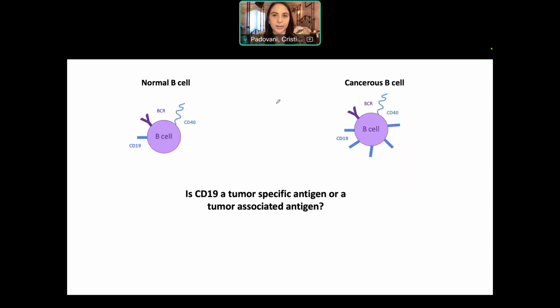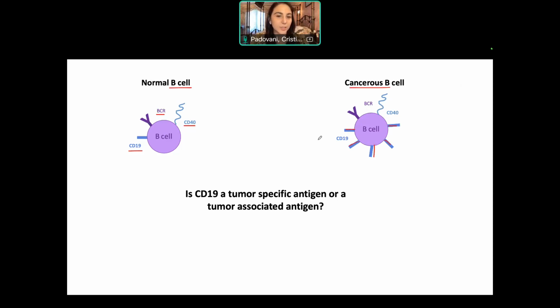So if we look at it like this, this is a normal B cell, and this is a cancerous B cell. Look at that, they look very similar. Crazy. Our B cell has a B cell receptor, it has CD40 on its surface, and it has CD19, which is just a marker for B cells. But look at our cancerous B cell. It has tons of CD19 on its surface, way more than a normal B cell does.